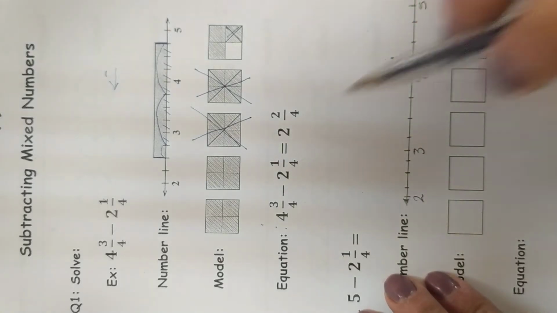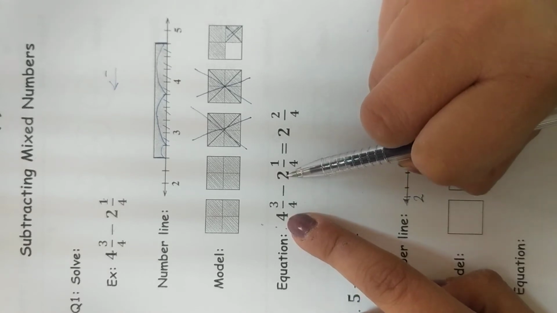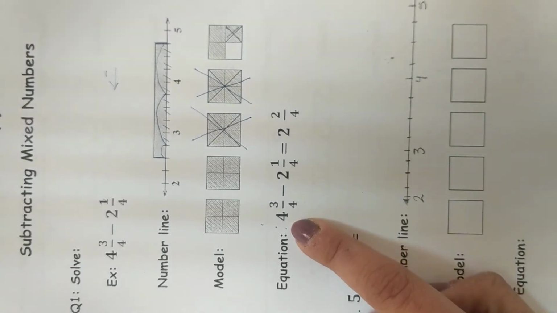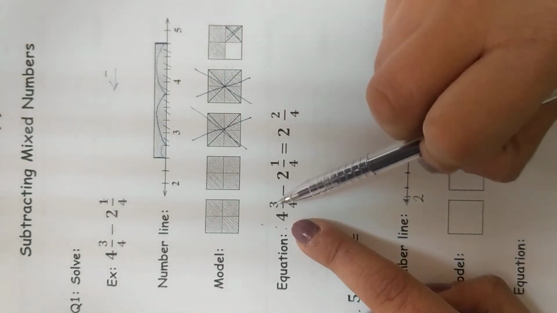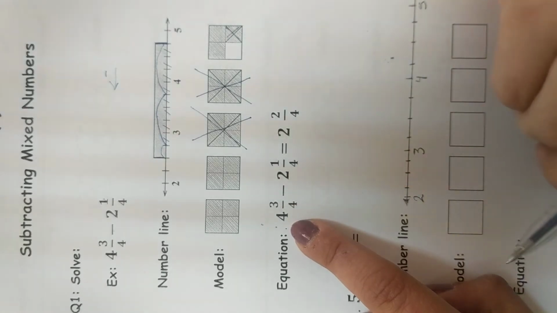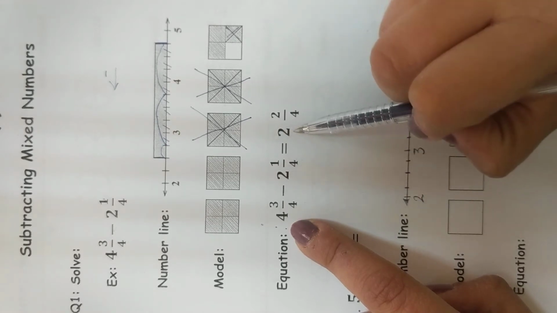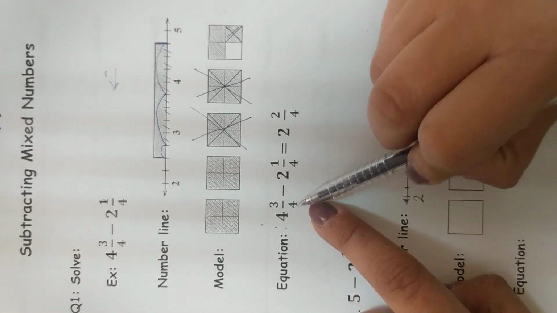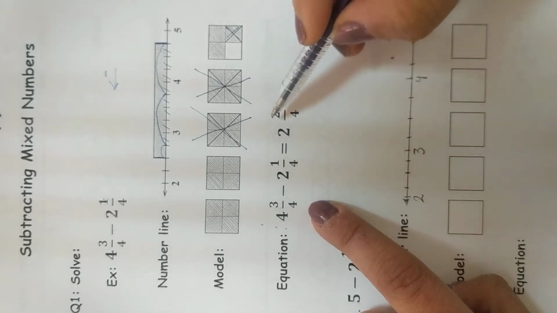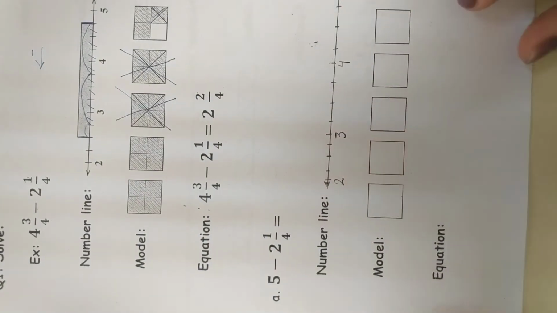Now, when we do the equation, 4 and 3 over 4 minus 2 and 1 over 4, how do I do it? First, I will check: 4 minus 2, can it be done? Yes, because the biggest number is here and I subtract the smaller number from it. I will check again: 3 minus 1, can it be done? Yes. So I will solve it like this. 4 minus 2 is 2, and we put the denominator as it is, 4. 3 minus 1 is 2. So the answer is 2 and 2 over 4.